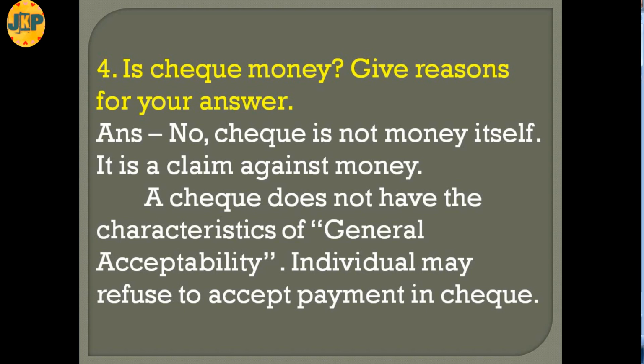If you go to a small shop where you purchase some goods of 5-10 rupees, and if you write a check to give that shopkeeper, will that shopkeeper accept the check? No, the shopkeeper will not accept the check. That means people can refuse to accept payment in check. So a check is not money, it is just a what? Claim against money, or you can also write a check is not money, it is near to money. Let's see the next question.